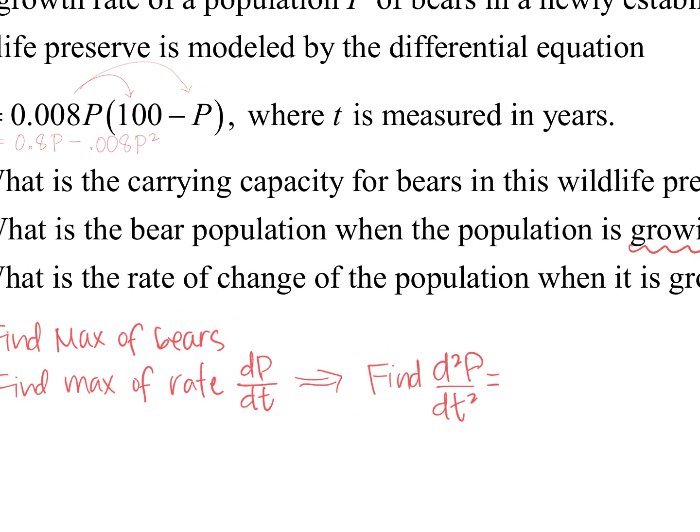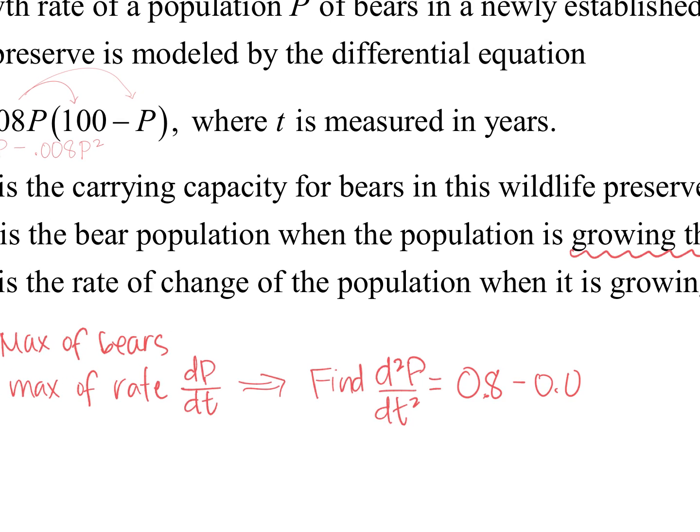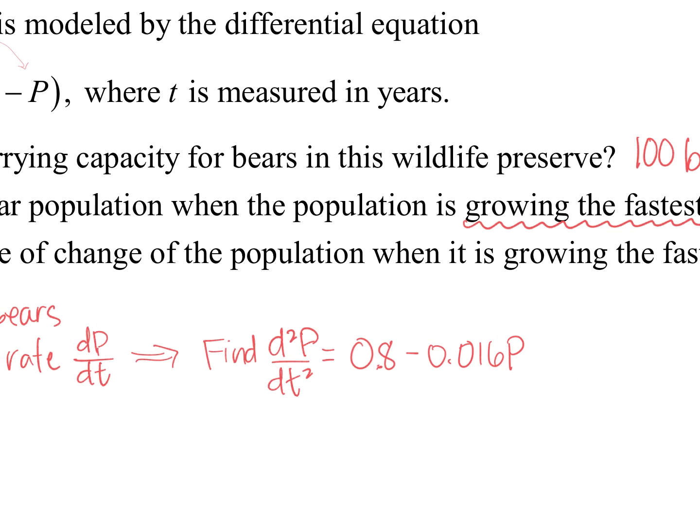0.8 minus the derivative of 0.008p squared is 0.016p. And then Zach, what should I do with that? You said to find where it crosses from positive to negative. Yeah. How do I do that?